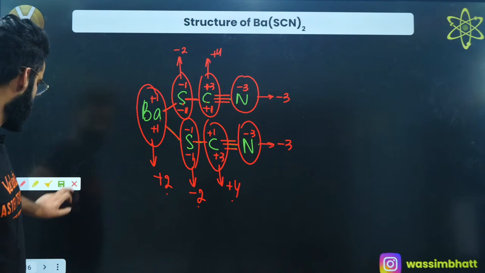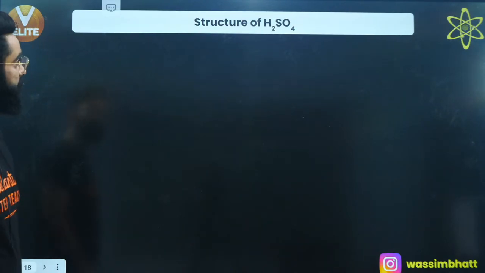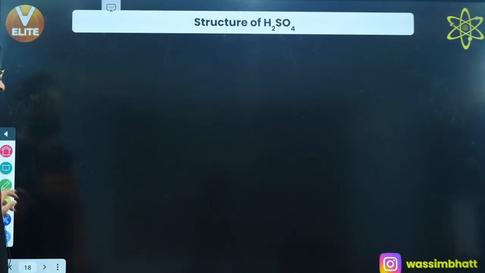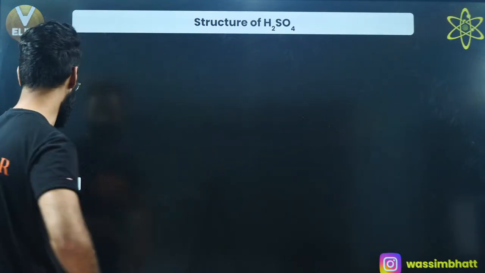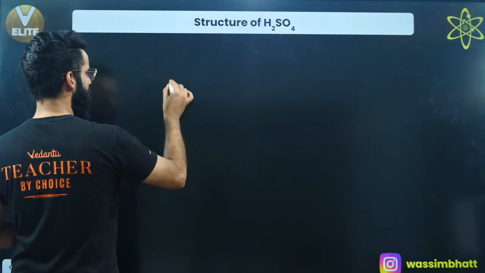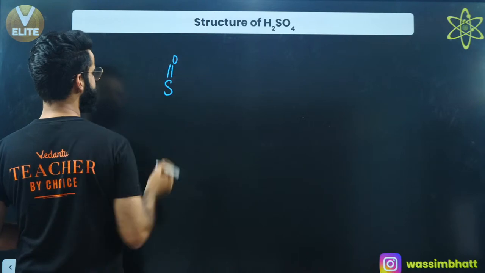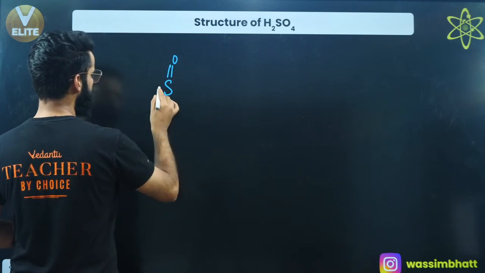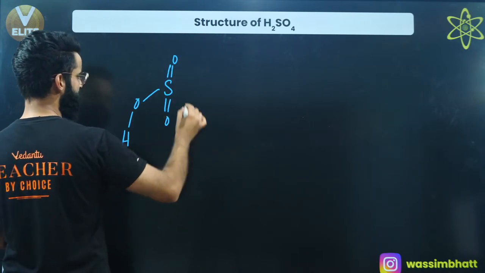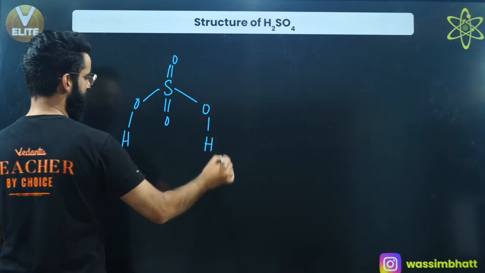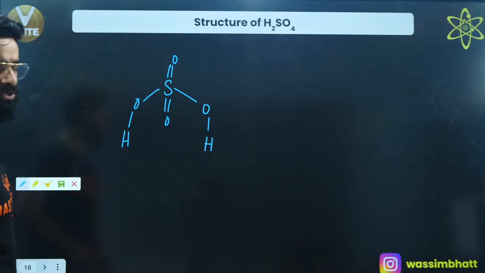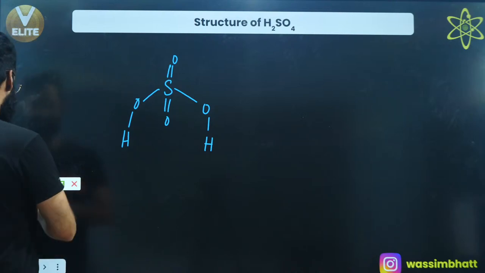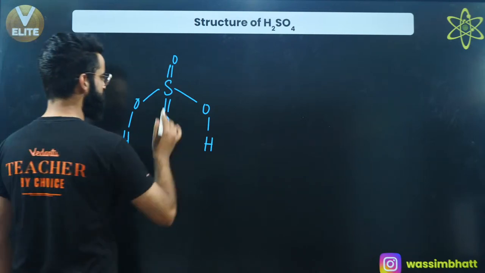Perfect. I'm sure everything is clear till here, right? Let's model the structure of H2SO4. This is something which everyone would be knowing, right? Structure of H2SO4, correct? I'm making its structure: this S double bond O, this is double bond O, oxygen attached with hydrogen, oxygen attached with hydrogen. This is the structure of your H2SO4. And if you look at the structure, from the structure you can calculate the oxidation state of sulfur.